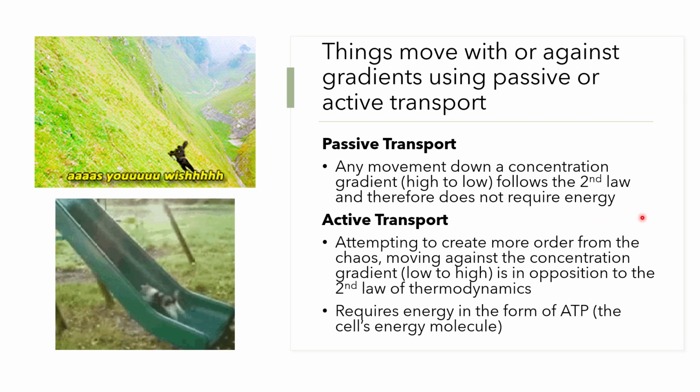Anything that is considered active transport is where you are attempting to create more order out of the chaos. You're not letting chaos reign. You're fighting it. So we're usually moving things against their concentration gradient from low to high. So we're in opposition to the second law of thermodynamics. Whenever that happens, we have to input energy. So it's going to require usually ATP, which is the cell's energy molecule, and we'll talk about that later. But there's many other ways that the cell can use energy to do active transport, and we'll talk about that too later.